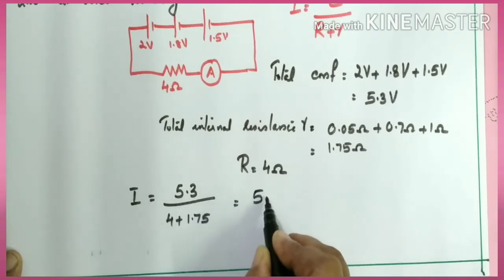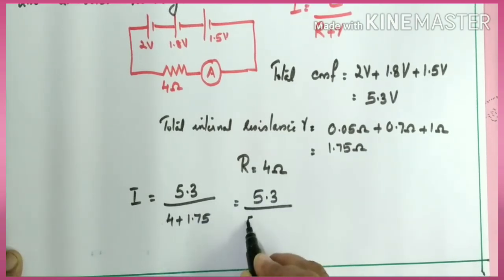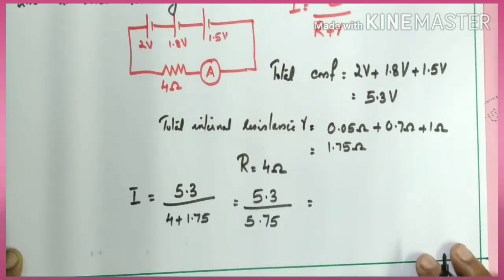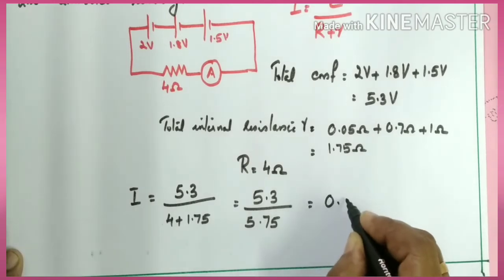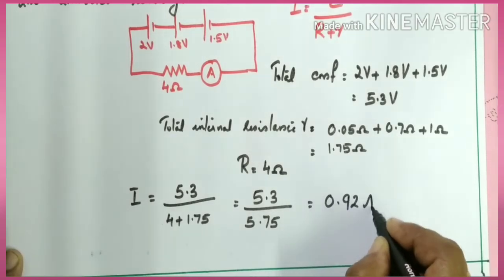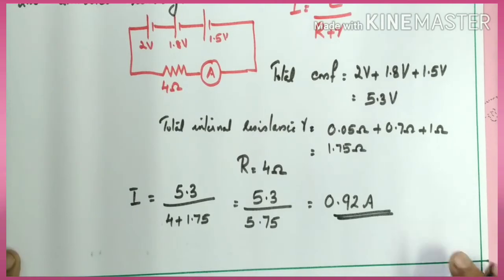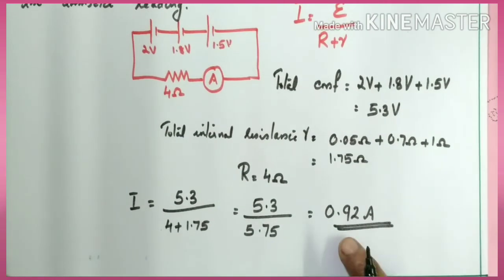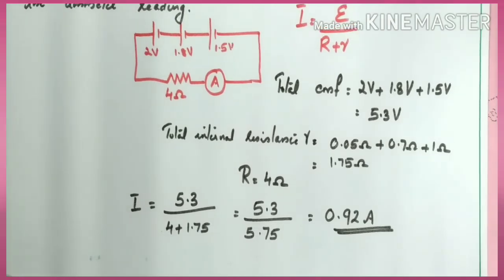Okay, so it is 5.3 divided by 5.75. 5.3 divided by 5.75 is equal to 0.92 ampere. So the ammeter reading gives the total current. So the total current, or ammeter reading, is 0.92 ampere.